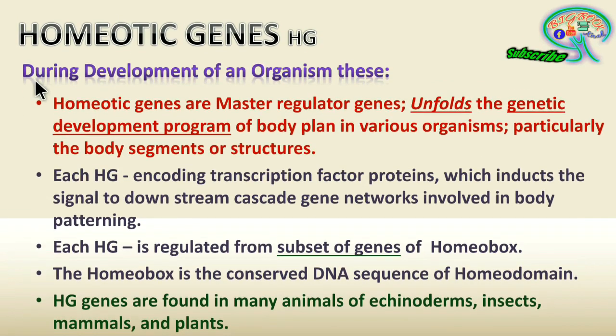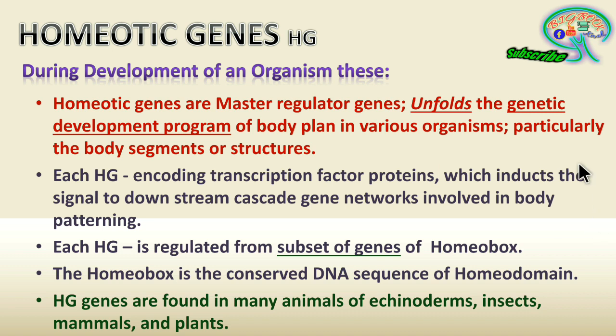So coming to the next slide, during development of an organism, these homeotic genes act as master regulator genes, where they unfold the genetic developmental program of the body plan in various organisms, particularly the body segments or structures. Commonly in all organisms there will be homeotic genes responsible for the unfolding of the development. This unfolding will take place in the late blastula stage, which is going to recognize the formation of the gastrulation layer.